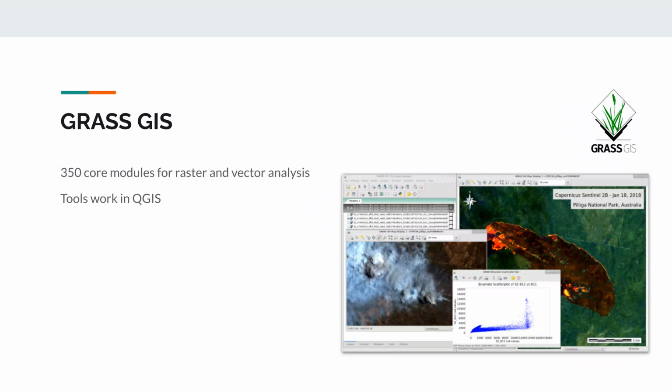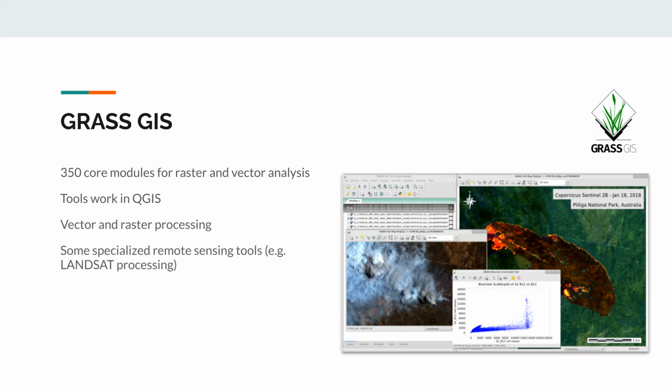The tools work with QGIS. They're integrated directly, and they're really easy to run within the QGIS environment. Again, you can do both vector and raster processing. There are some specialized tools, things like Landsat processing, which I've used before. I use this to process LiDAR data as well. So there's a couple of really nice tools in there.